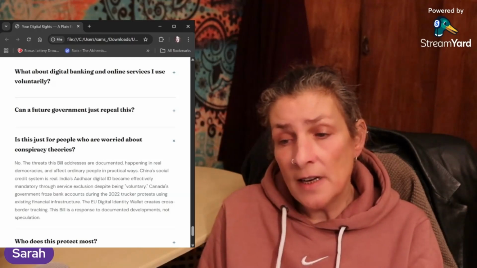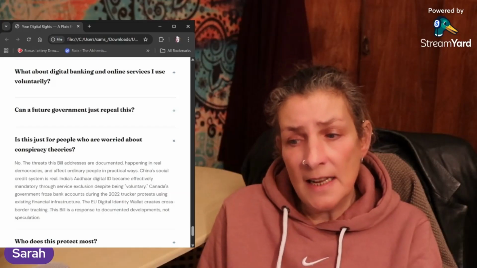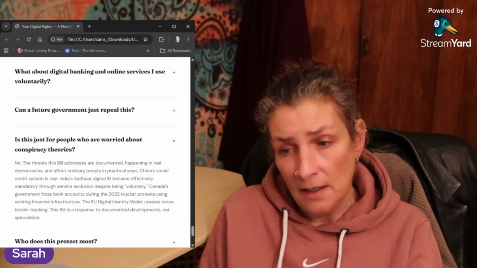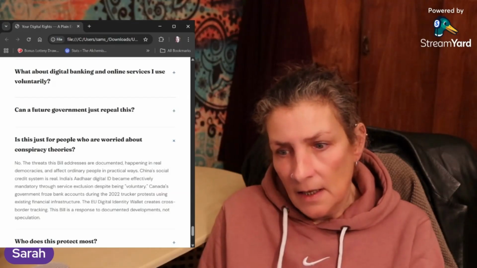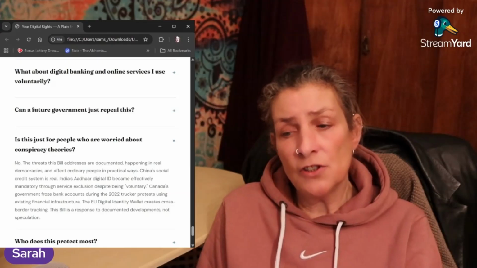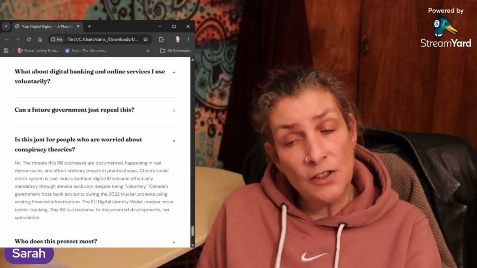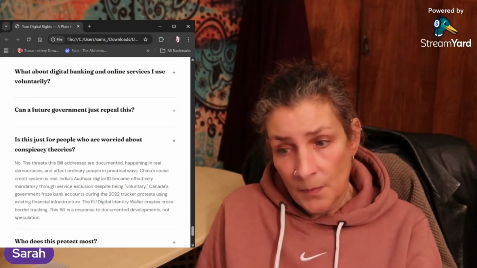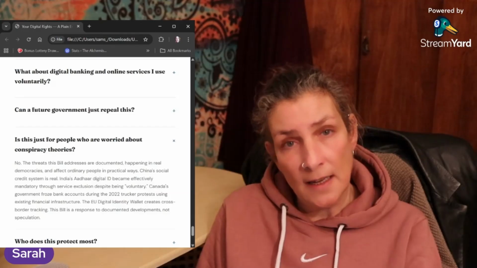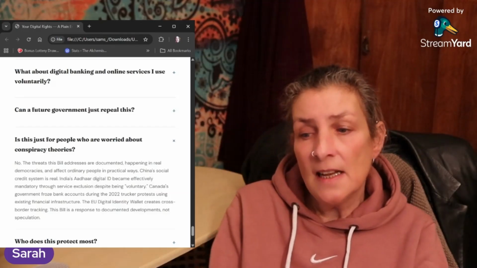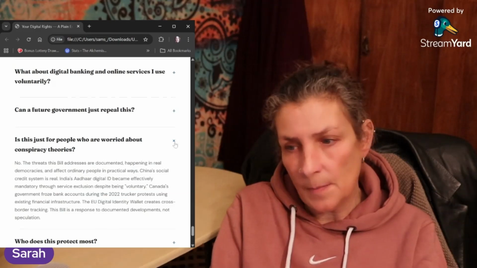China's social credit system is real. India's Aadhaar digital ID became effectively mandatory through service exclusion despite being voluntary. Canada's government froze bank accounts during the 2022 trucker protests using existing financial infrastructure. The EU digital identity wallet creates cross-border tracking. This bill is a response to documented developments, not speculation.